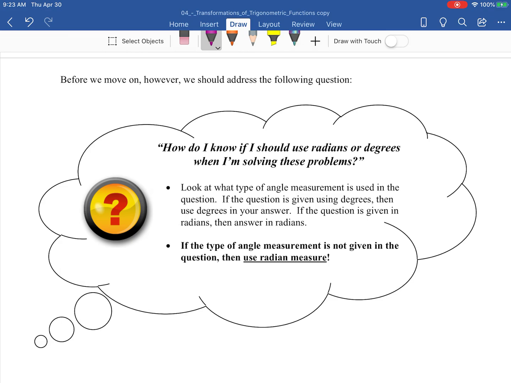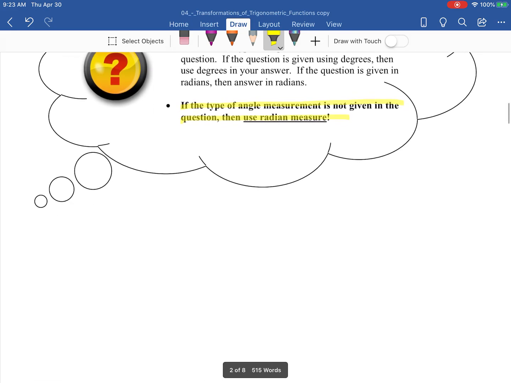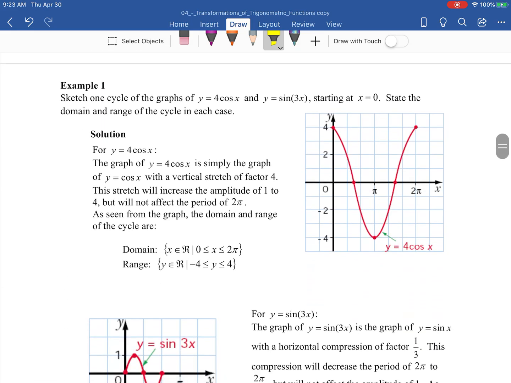And before we move on, we should address the following question. How do you know if a question's in radians or degrees? You just look at the type of angle measurement used in the question. If the question is given in degrees, then use degrees in your answer. If the question is given in radians, then answer in radians. This is important, though. If the type of angle measurement is not given, we mean radians. Radians is the fundamental measure of angles, so it's the one we use when we don't see anything.